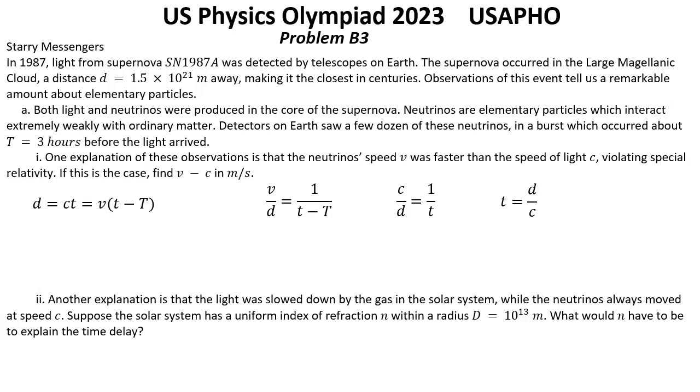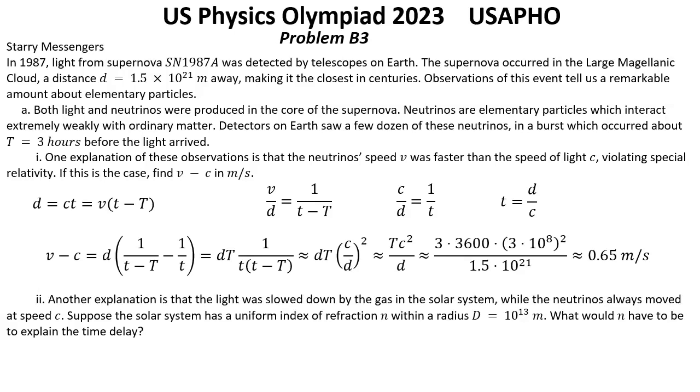So from here we can write the speed difference. That will be distance d multiplied by 1 over (t minus T) minus 1 over t, which after a little approximation gives us T multiplied by c² over distance d. And after putting in numbers we finally have about 0.65 meters per second. That was the solution for the first question of part A.